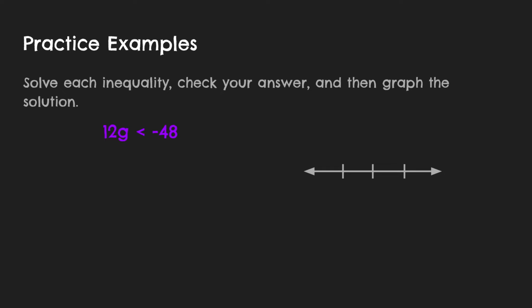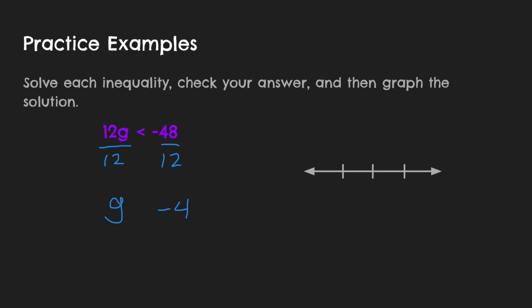All right, let's try this one. We have 12g is less than negative 48. So right now we're doing 12 times g, so in order to get rid of it, I want to divide by 12. I'm going to do that on both sides. 12 over 12 is 1, so that leaves g. And then negative 48 divided by 12 equals negative 4.